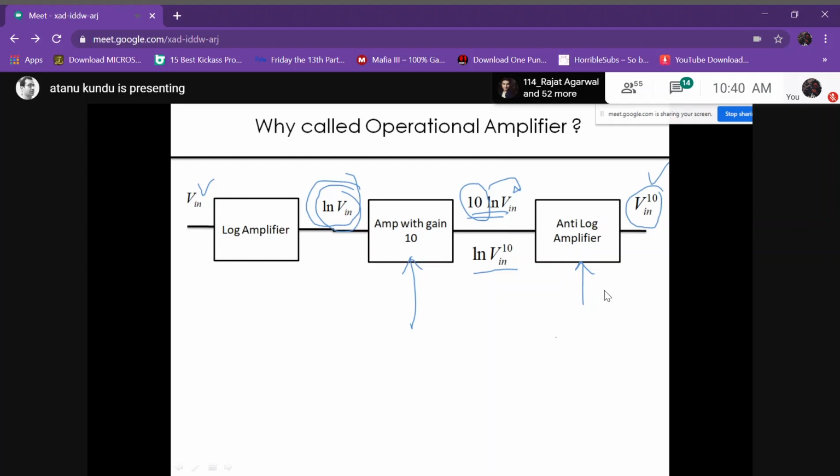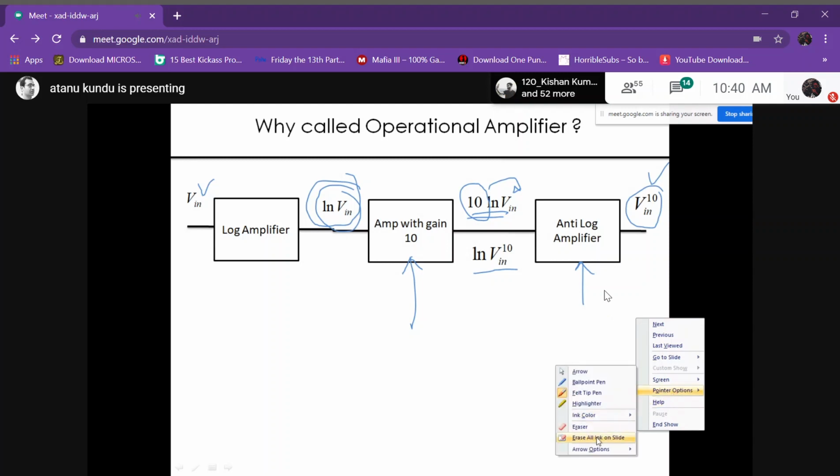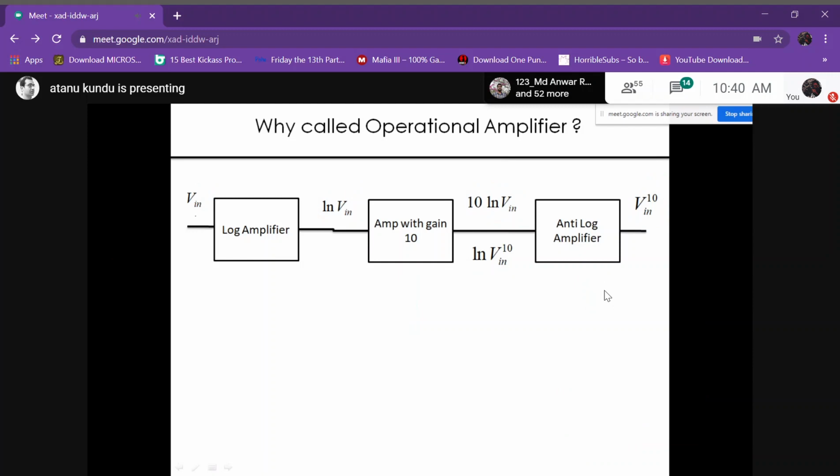Have you copied the circuit? Can you explain this one once again? Okay, I will, no problem. Let's erase. Sir, what about the other terminal? Oh, this is basically a block. We'll design the actual circuit diagram later on. Okay, sir. Don't worry.